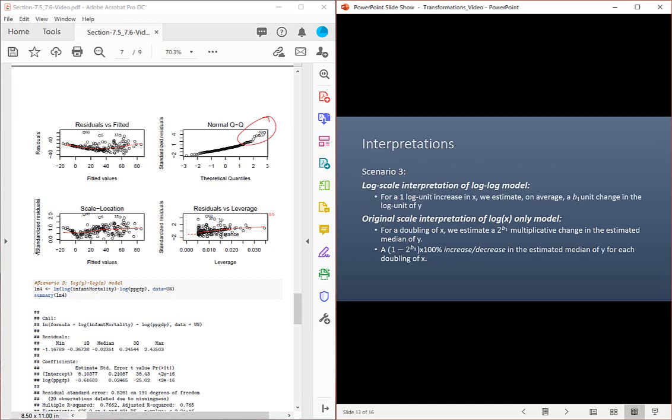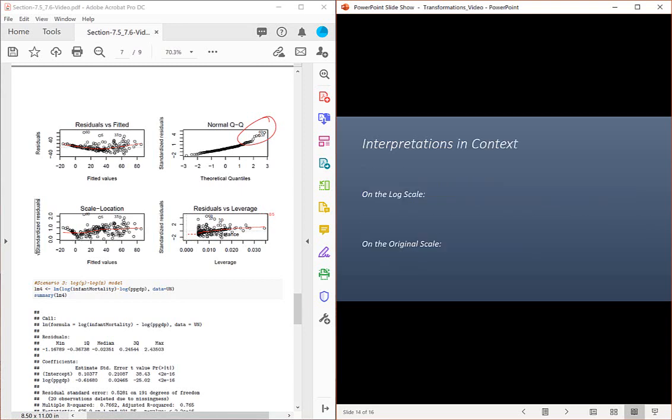For a log scale interpretation, for a 1 log unit increase in x, we estimate on average a slope unit change in the log unit of y. For the original scale interpretation, we have two options. We can say for a doubling of x, we estimate a 2 to the power of slope multiplicative change in the estimated median of y. Or a 1 minus 2 to the power of slope times 100% increase or decrease in the estimated median of y for each doubling of x.